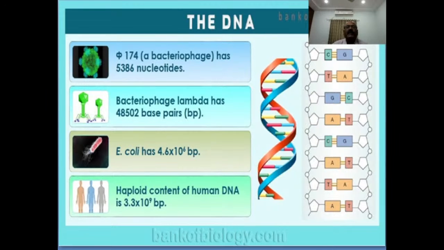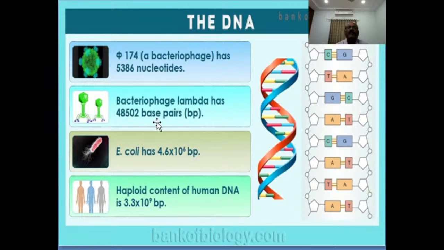Regarding this DNA, lambda 174 is a bacteriophage. Bacteriophage means it is a virus. A virus that attacks bacteria is called a bacteriophage. It has 5,386 nucleotides. That means the number of nucleotides is fixed in the lambda 174 bacteriophage. Each bacteriophage possesses 5,386 nucleotides.